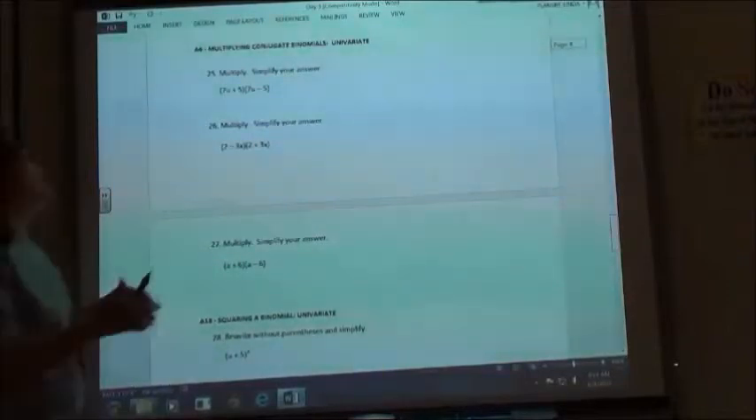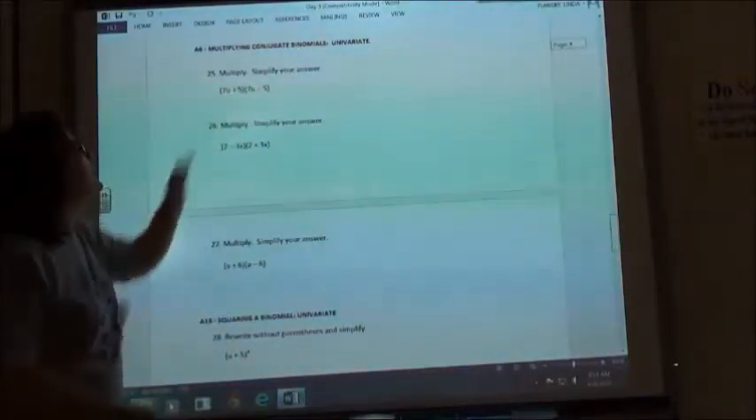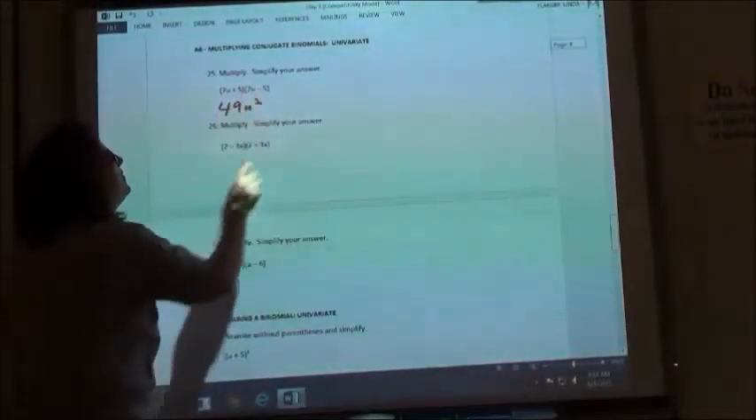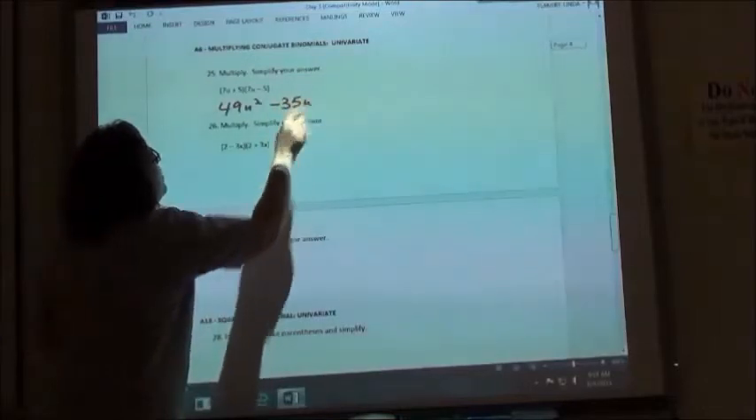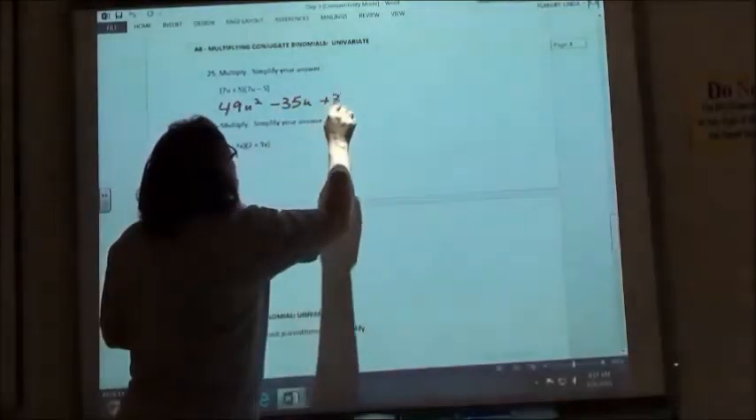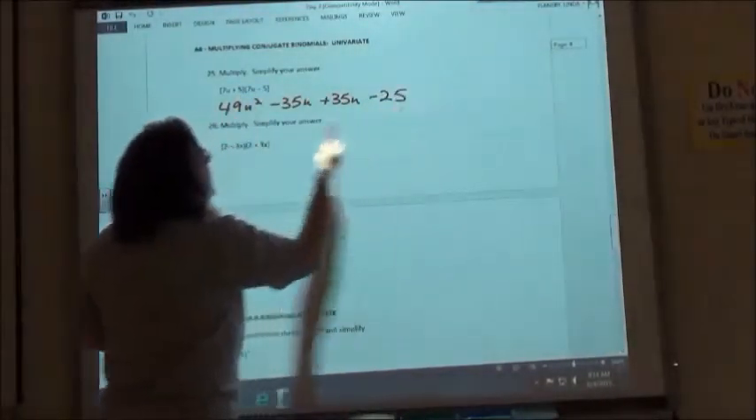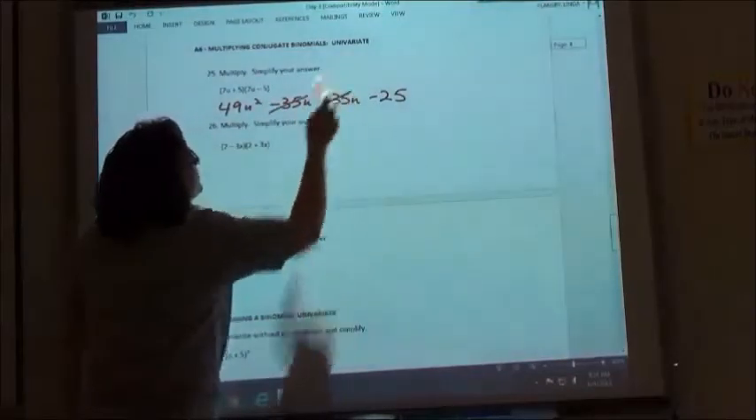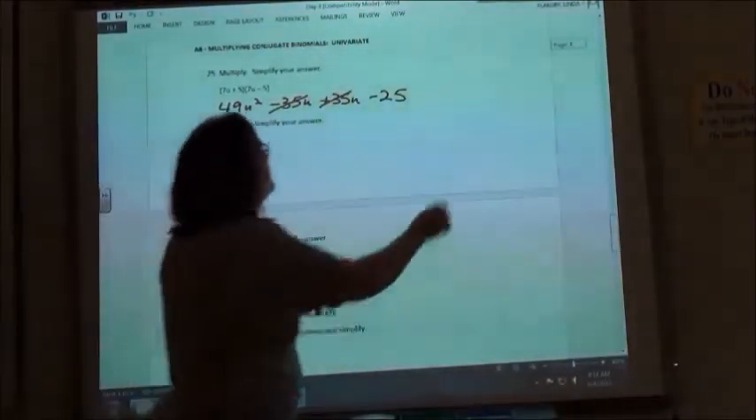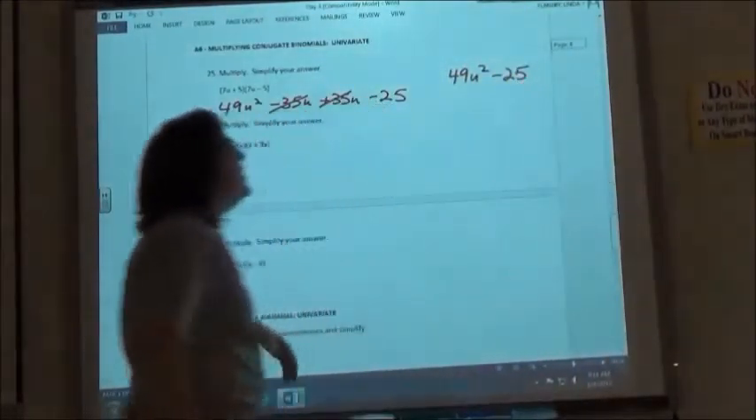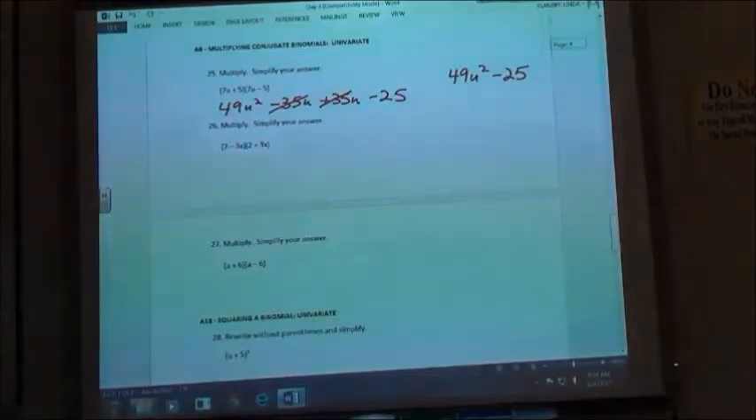So if you multiplied it out the long way, 7u times 7u, 49u squared, 7u times negative 5, negative 35u. 5 times 7u is positive 35u, and 5 times negative 5 is negative 25. You can see then, oh, yep, the middle terms cancel out. I end up with what they call the difference of perfect squares, 49u squared minus 25. So if you recognize right away while I'm multiplying conjugates, you know the middle terms are going to cancel out. So basically you can just do the first and the last.